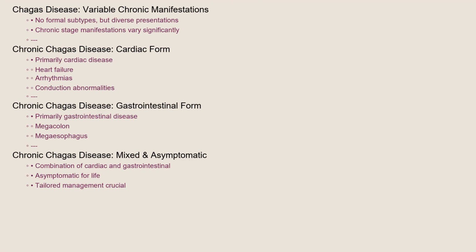While Chagas disease doesn't have distinct formal subtypes in the same way as other heart conditions, the manifestation of the chronic stage varies considerably. Some individuals develop primarily cardiac disease, characterized by heart failure, arrhythmias, and conduction abnormalities. Others develop primarily gastrointestinal disease with megacolon and megaesophagus. And of course, many experience a combination of both or remain asymptomatic for life. Understanding these different presentations is crucial for tailored management.